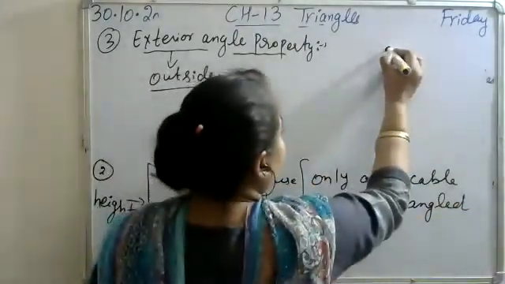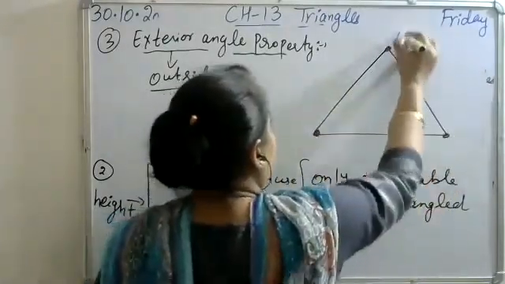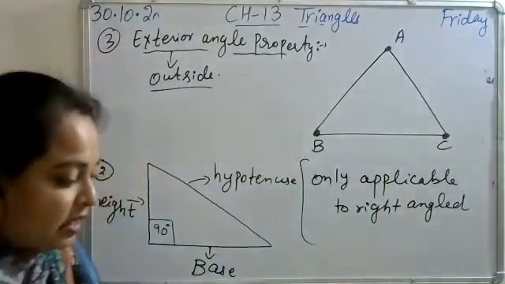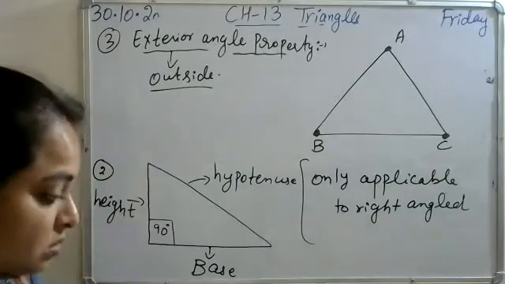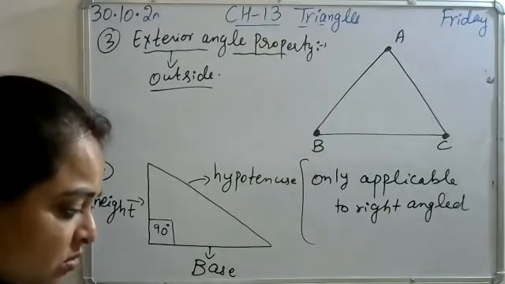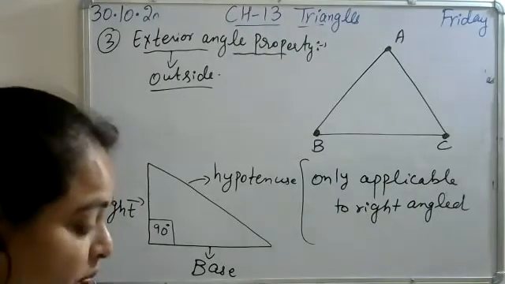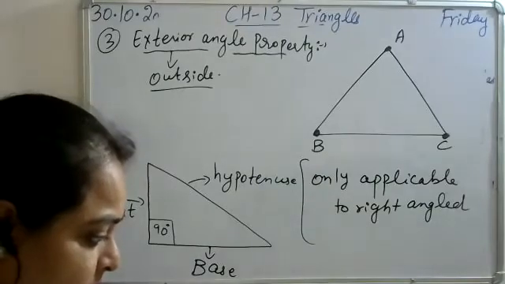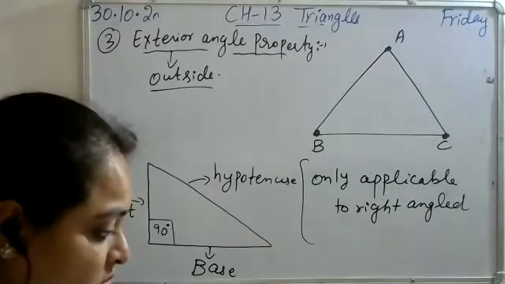So, if I am talking about this triangle, this is A, this is B, and this is C. And I want to, yes, Pavni, you have any doubt? Ma'am, Pavni, you have any doubt? Pavni, don't waste time. You have any doubt? Ma'am, no.